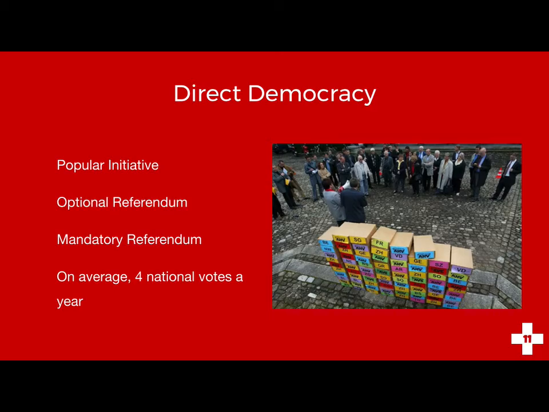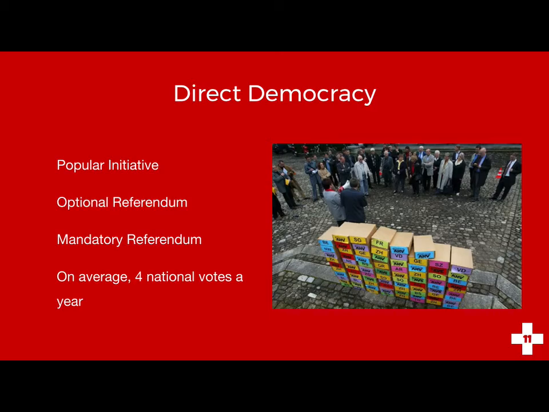You have the popular initiative, which gives the right to any Swiss citizen to propose an amendment or addition to the Constitution. One thing about the Swiss Constitution is it's much more detailed than something like the American Constitution. A lot of laws actually get added as amendments to the Constitution. So what you need is 100,000 signatures of people who are eligible to vote, collected over 18 months.